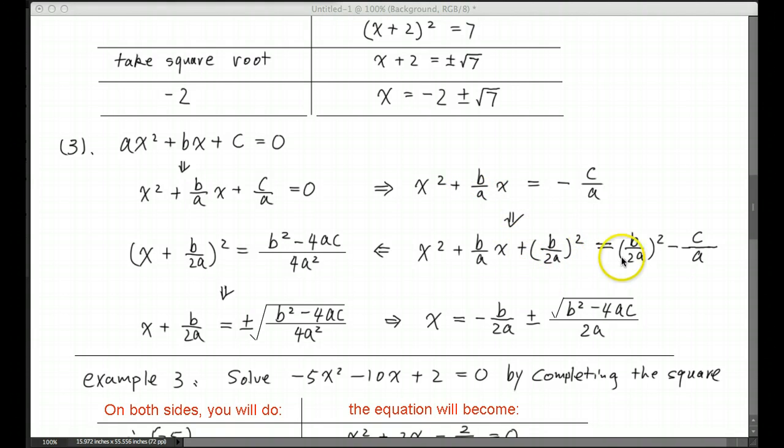So you put it here. Of course, you put the same thing on the other side. And then this one becomes a square, like x plus b over 2a. So the b over 2a is just the positive square root of this. And then on the other side, if you just put them together, right?